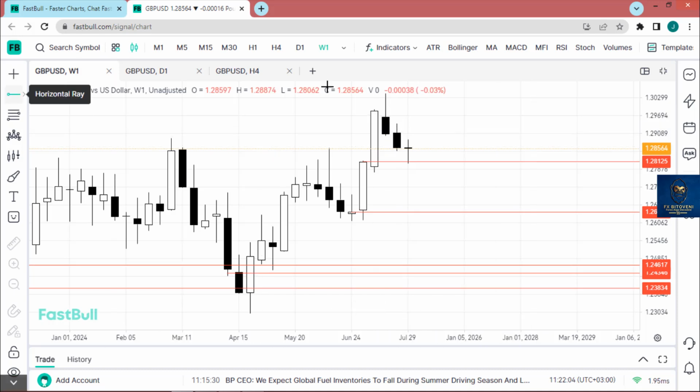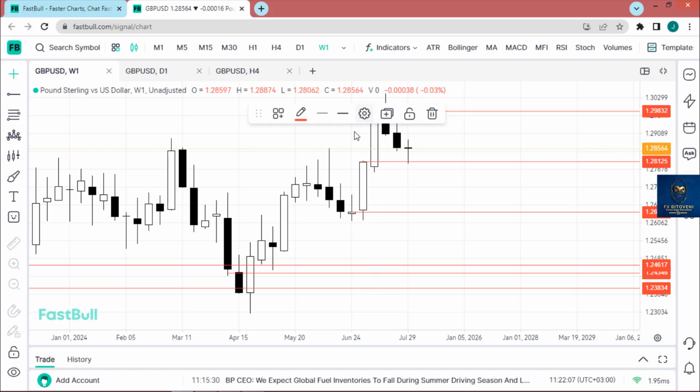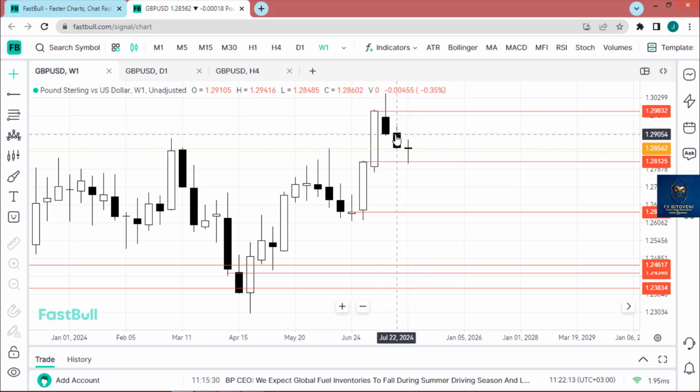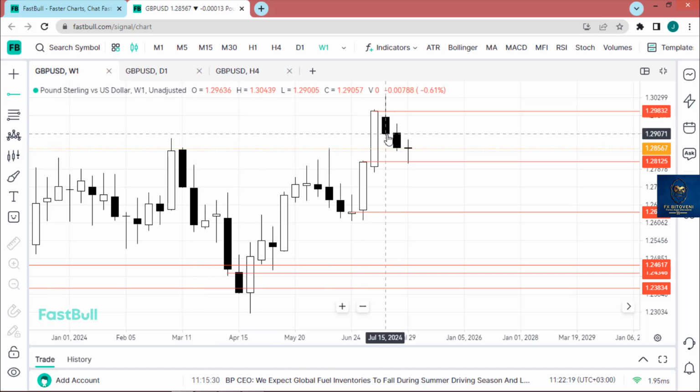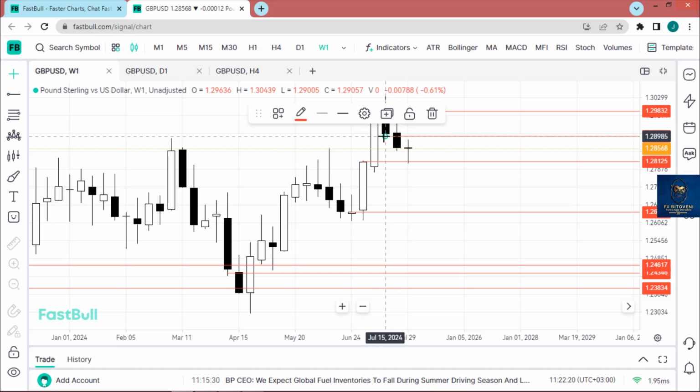So you mark the close price of this bullish candle. You mark the close price of this bullish candle. So here, the next zone is what? Is the sell resistance level. You mark this area, resistance level.